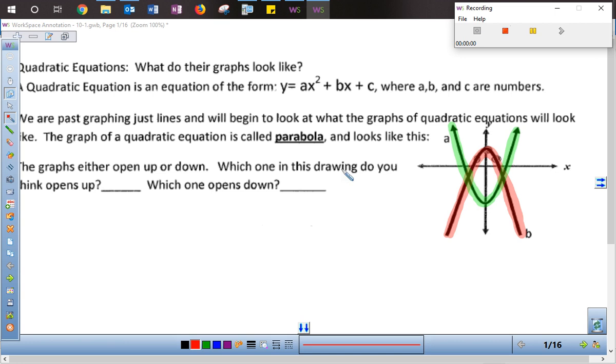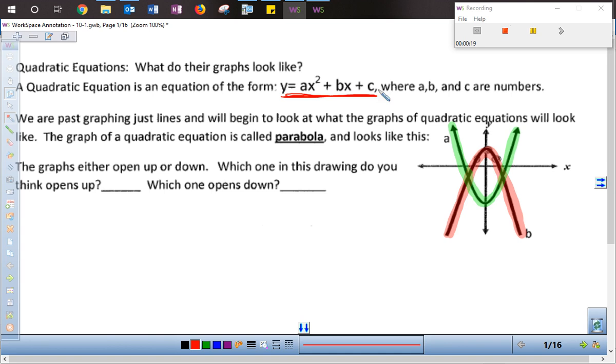Okay guys, now that we've just done all the work in learning how to factor and solve quadratic equations, let's talk about what they're going to look like when we graph them. A quadratic equation, first and foremost, in standard form needs to be y equals ax squared plus bx plus c. This is a form that's very nice and neat and organized.